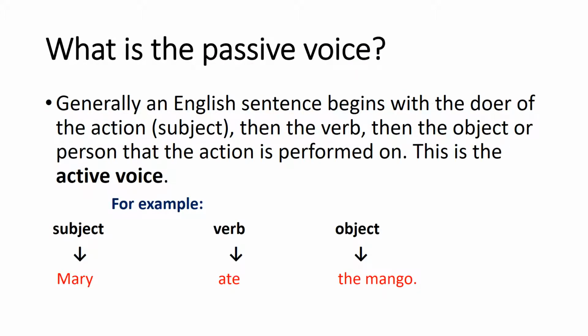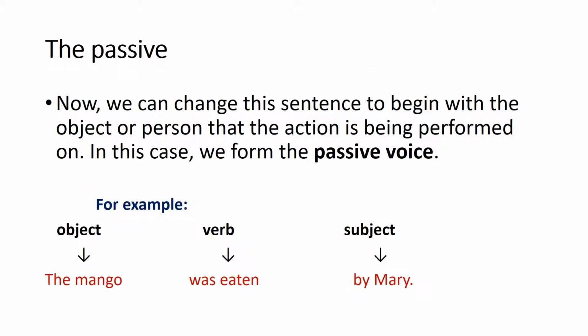Generally, an English sentence begins with the doer of the action, that is the subject, then the verb, then the object or the person that the action is performed on. This is what we call the active voice. For example, we have subject, verb and object, that is Mary ate the mango.